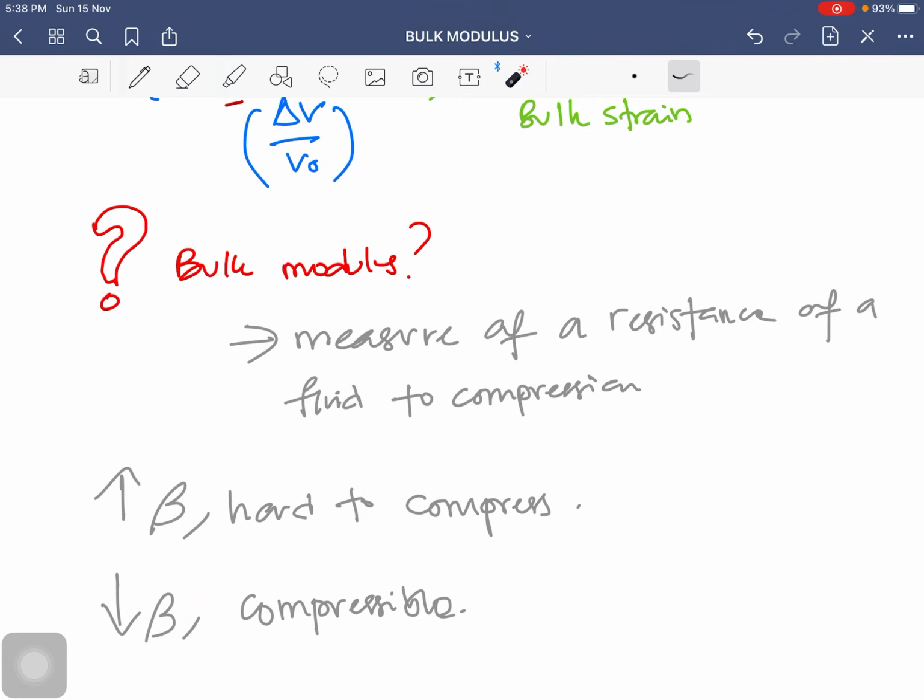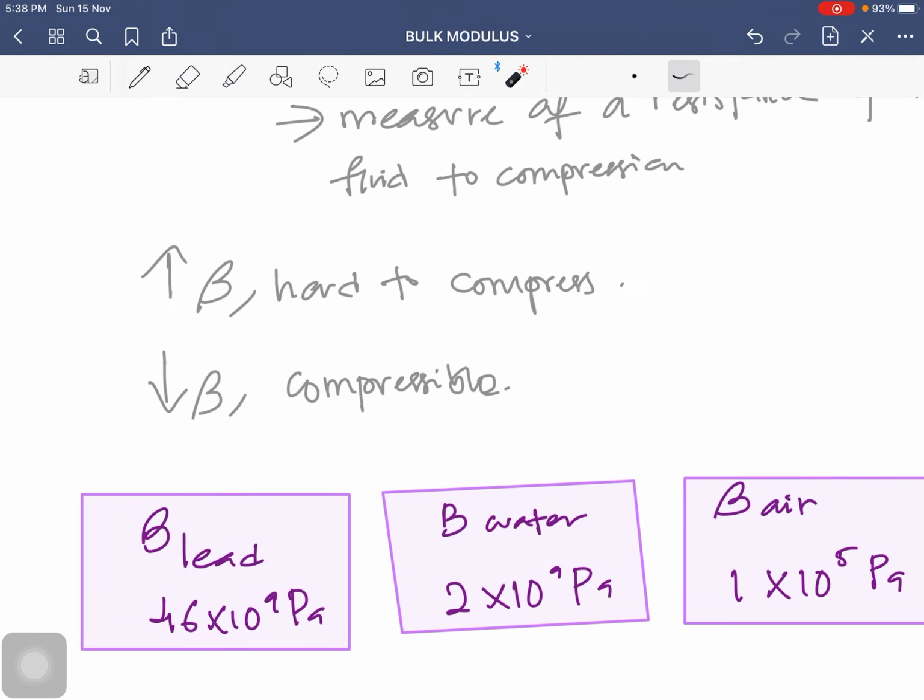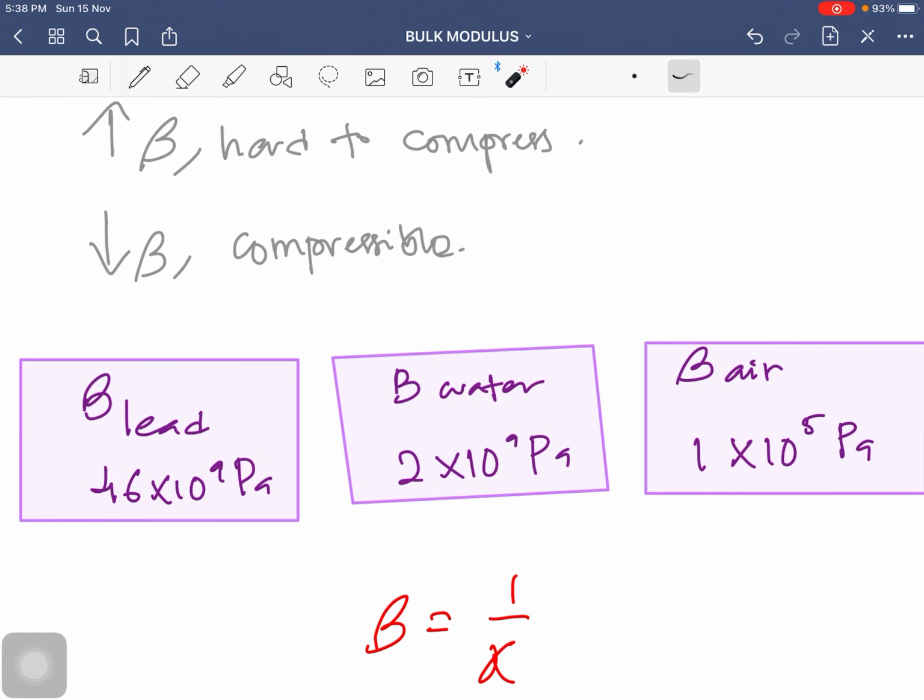For example, here I put some constant values. B for lead is 46 times 10 to the power of 9 Pascal. So this is quite big. The next one, let's say a solid. This B of the water, this one is the liquid. Bulk modulus for water is 2 times 10 to the power of 9 Pascal, which is quite low compared to this one. And then B for air is 1 times 10 to the power of 5 Pascal. So this value is smaller compared with lead and water.